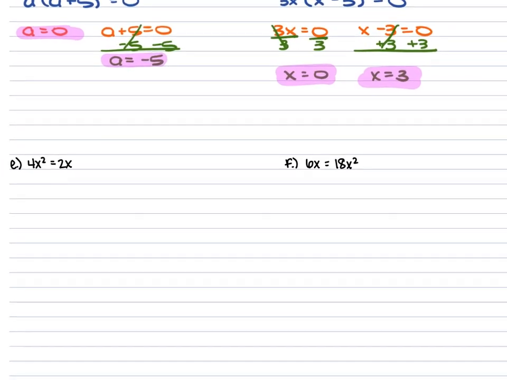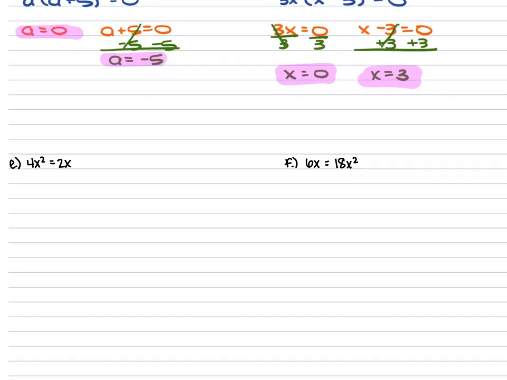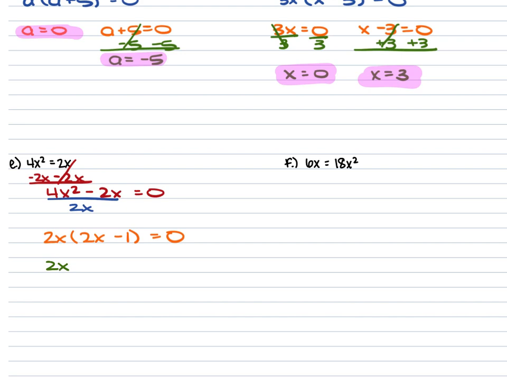For example E, we have 4x squared is equal to 2x. For this one, we're going to have to move the 2x over, so we're going to subtract it from each side. We get 4x squared minus 2x is equal to 0. Our greatest common factor between these two terms is 2x, so we'll factor that out. We get 2x times 2x minus 1 is equal to 0. From here, we're going to set each part equal to 0, so 2x is equal to 0, and 2x minus 1 is equal to 0. And we're going to solve both of these.